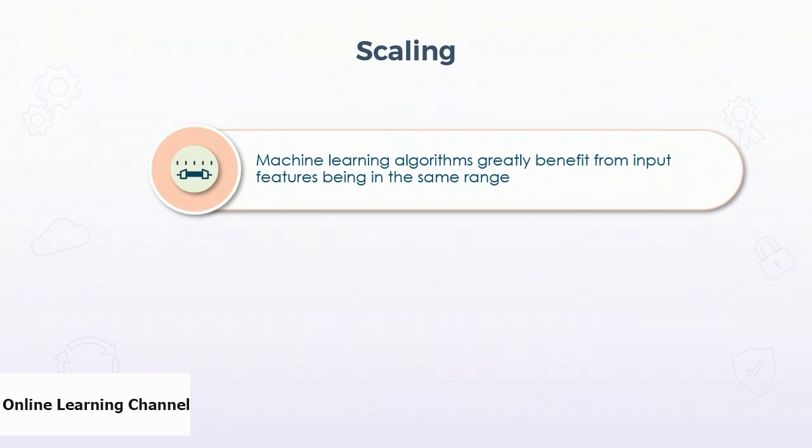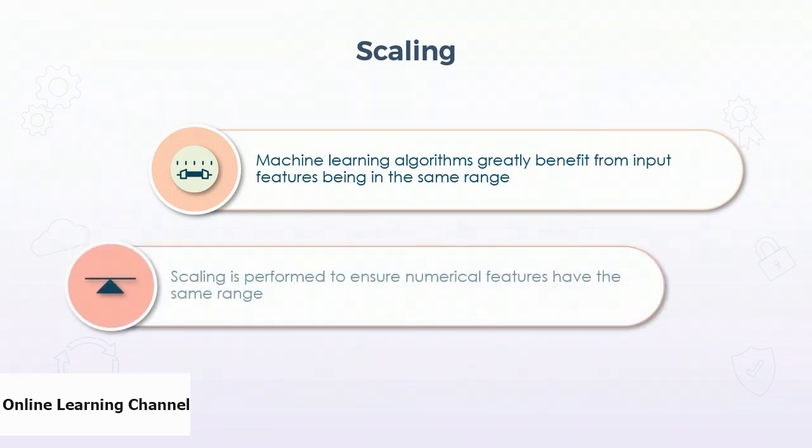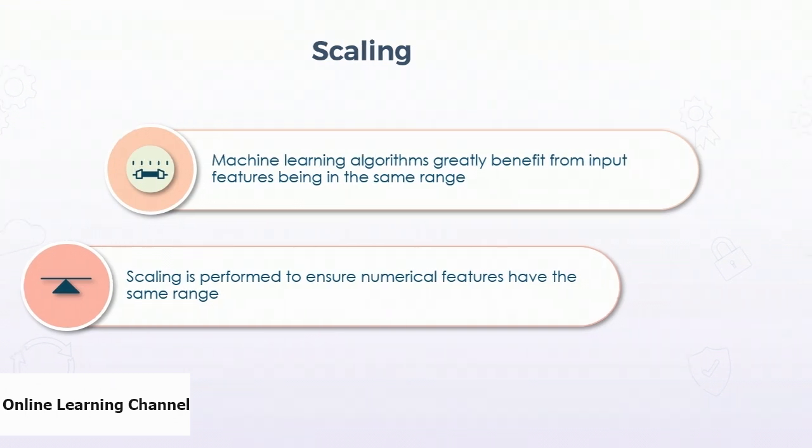For example, a feature can have a range of values from 0 to 20, while another feature might have values ranging from 0 to 100. In such cases, it is likely that the machine learning algorithm assumes that features that have a higher range are more important than the feature having the lower range. To avoid such situations, scaling is performed to ensure numerical features have the same range. The standardization of range in numerical data is often a prerequisite for many machine learning models.